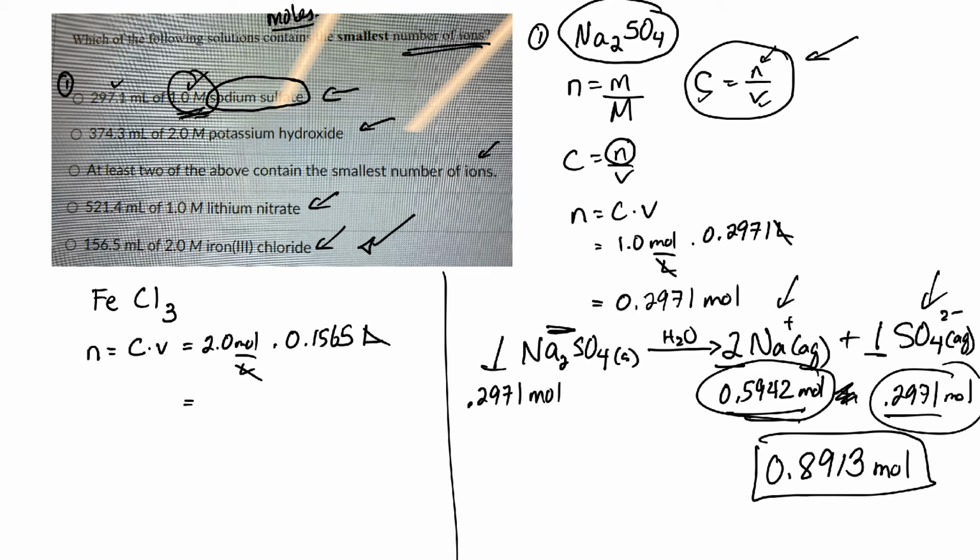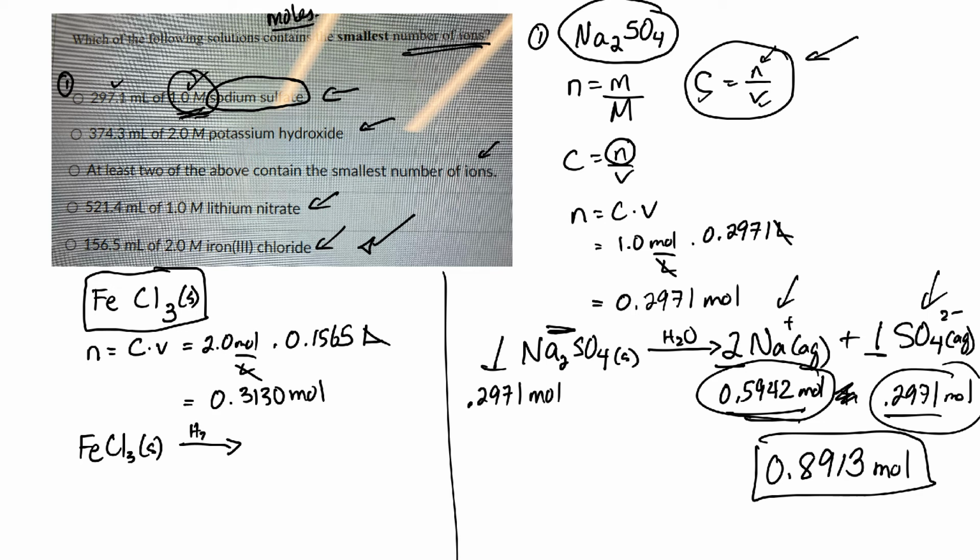So the moles, if I double that, would be 31 something, 3130. Wish I could do that in my head. 0.1565 times 2. Yeah, I was right. 3130. 0.3130 moles. But that is of this compound, as a solid. But we know if I put iron 3 chloride in water, it will dissociate into iron ions and chloride ions, each of those aqueous.